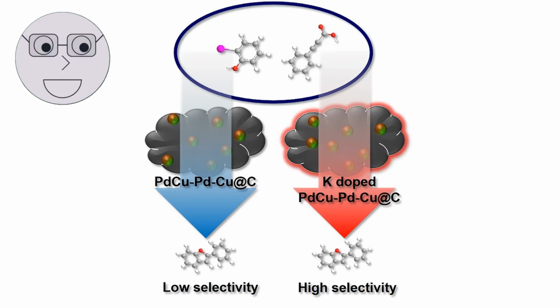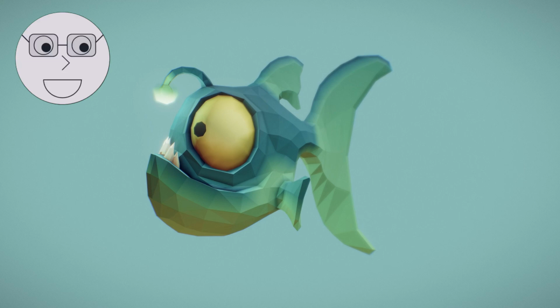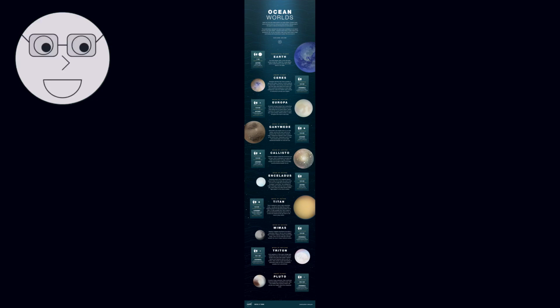Animation of a sugar molecule dissolving in water. Water also has a high specific heat, meaning it can absorb and release a lot of heat without changing temperature. This helps regulate the temperature of living organisms. Animation of a fish swimming in water. But could life exist without water?